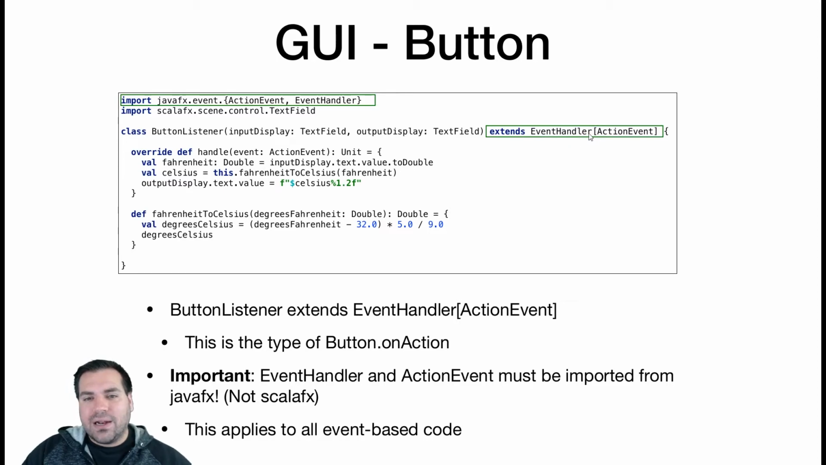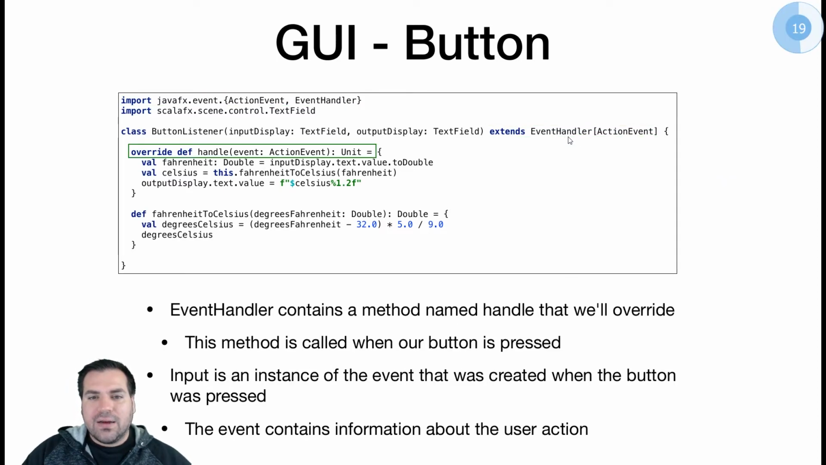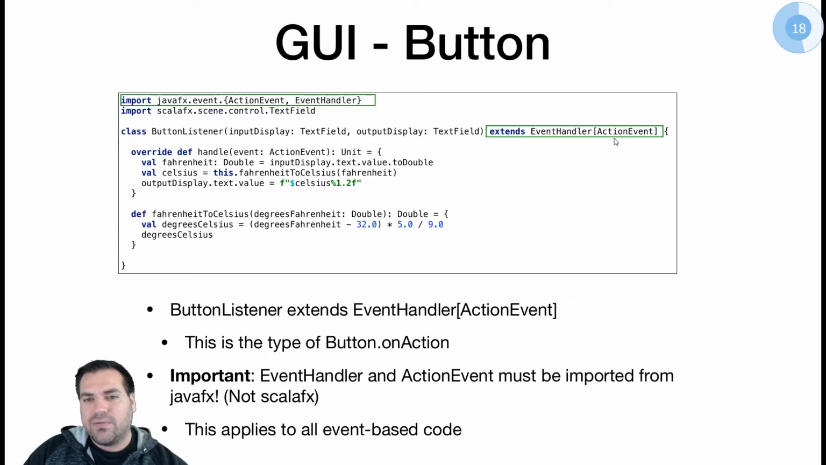So we have to extend event handler. We extend event handler of action event. So event handler has a type parameter, which we're going to give it action event so it works with our button. Buttons react to actions, action events. And then we have to override its handle method, which has to take the type parameter, which is action event here. So this is the method that's called whenever that button is clicked. Whenever a button with this button listener attached to it is clicked, we're going to call handle with the action event of that button press.